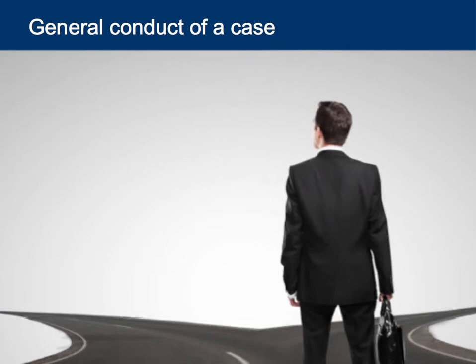Let's now look at the general conduct of a case. Firstly, we're going to look at three bar rules, 39, 40 and 41. Bar Rule 39 provides that a barrister must seek to assist the client to understand the issues in a case and the client's possible rights and obligations, sufficiently to permit the client to give proper instructions, including instructions in connection with any compromise or settlement of the particular case.